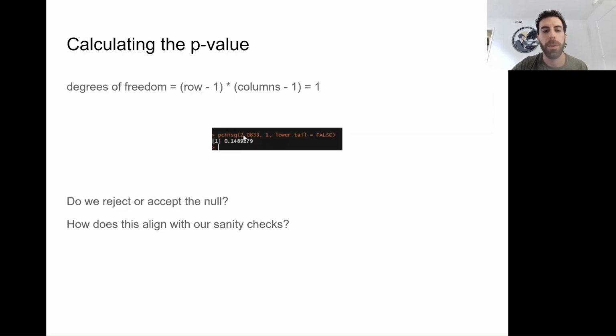So we do our statistic, our degrees of freedom, and then in R, it phrases it as lower tail equal to true if you want the left side and false if you want the right side. But in other languages, you'll see it as right or upper, and you just specify which side of the distribution you want. And we get a p-value of 0.14, 8, 9, and so on. So based on this p-value, would you reject or accept the null hypothesis?